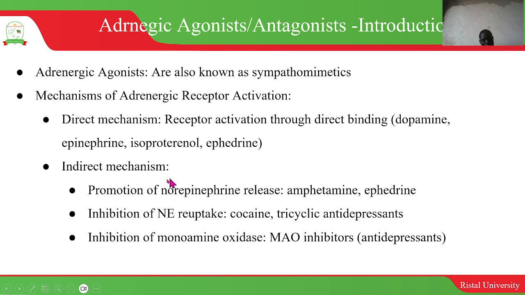Now, the second response can be through the indirect mechanism. In the indirect mechanism, we have promotion of norepinephrine release. We have drugs like amphetamine and ephedrine as examples of that. They act indirectly by promoting the release of norepinephrine, which acts like epinephrine in the same way by stimulating the sympathetic pathway. Or they can act by inhibiting the uptake of norepinephrine.